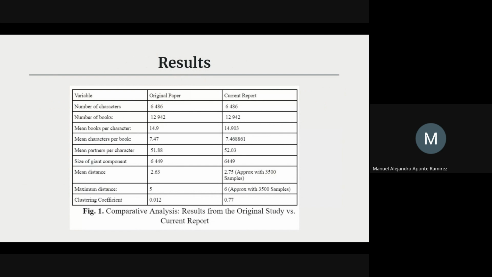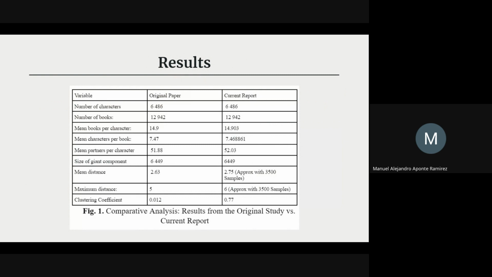And those are the results. In this table, we compare the current report's results against the original paper. An interesting point here is that most of the metrics are similar. One thing that is particularly interesting is the mean distance and median distance: because this collaboration network was so big, it was a bit difficult to calculate the exact mean distance.